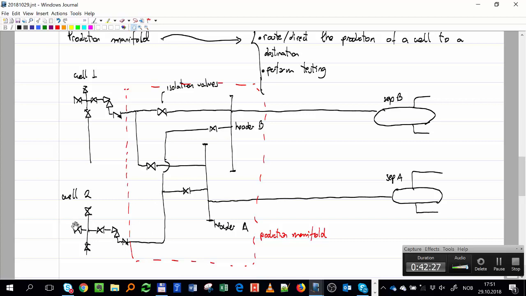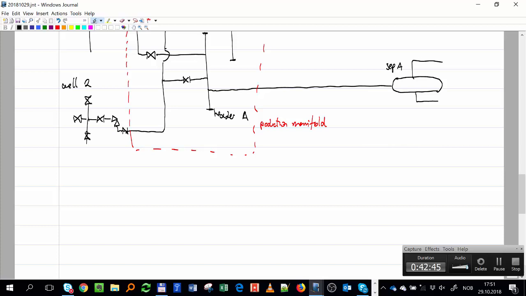Unless we can make sure that they have similar productivity and similar pressure, but if not, I always put the check valve, just in case. So the function of the check valve is just to give one direction. If we look at the ball type, it will be something like that. I can flow in this direction, I cannot flow in that direction. Just in one direction.